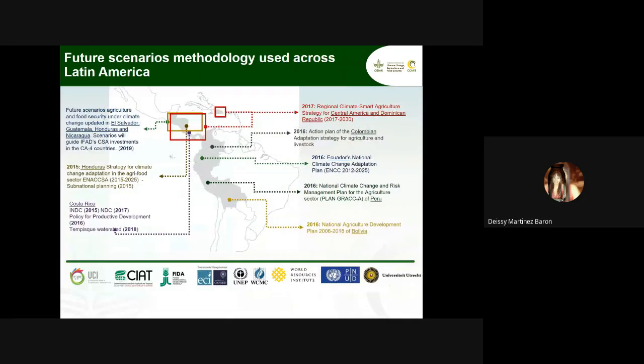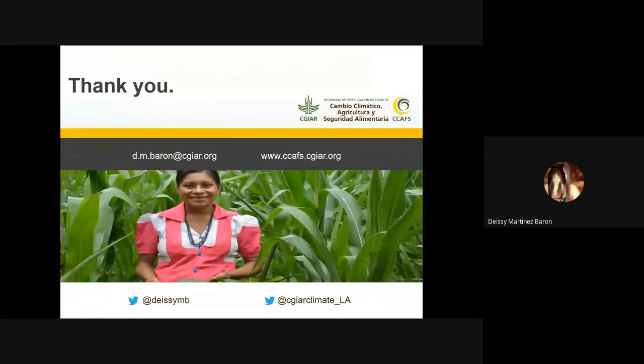And I'm going to give the floor to my colleagues so they can continue with the presentations. Just to mention that this methodology has also been applied in other national processes in the region to strengthen policy formulation. So you see different specific policies that we were supporting with this methodology in Central America, in Honduras, in Costa Rica, also in Ecuador, Peru, Colombia, and Bolivia. Thank you very much. Over to you, Lini.